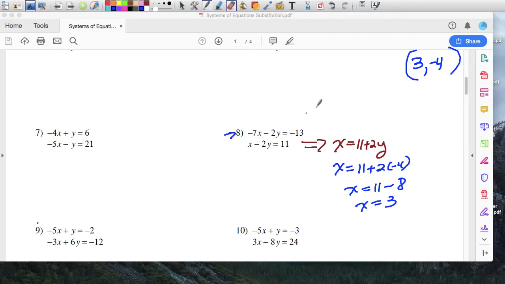Negative 7 times 3 is 21. Negative times negative is positive. And 2 times 4 is 8. Oh, this is negative 21, by the way. And let's see if that equals negative 13. Negative 21 plus 8 is more negative, so definitely. It worked for the first equation.